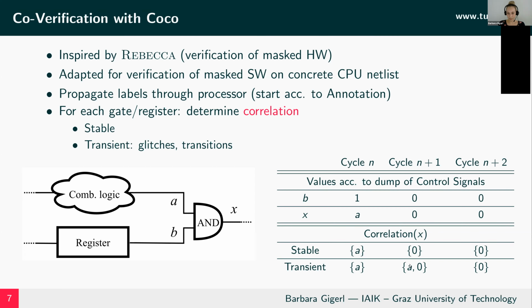Why is that the case? Because B switches from 1 to 0. So for a short amount of time in the first time frame of the cycle n+1, we will still see the old value of the wire A until the 0 from register B will propagate to the AND gate. And in the next cycle, we can safely assume that X does not correlate to A anymore because B has been stable 0 for 2 cycles now.